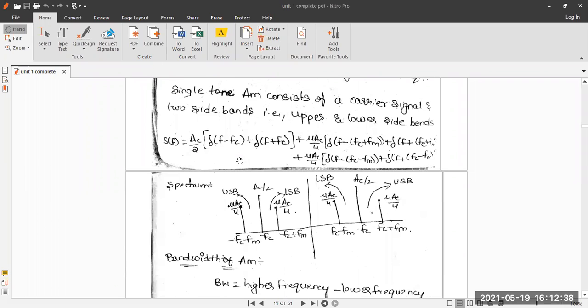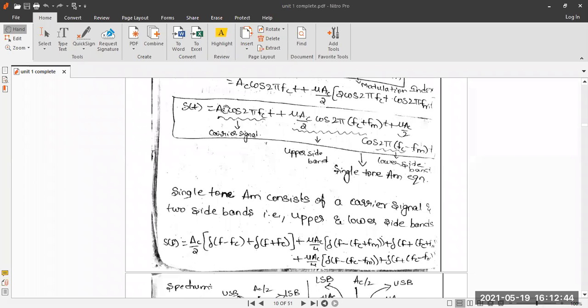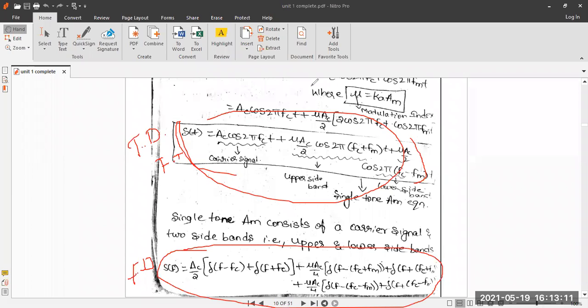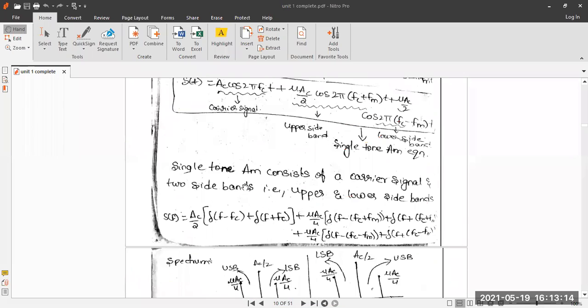Now, the singletone AM equation is the time domain equation. If we apply the Fourier transform to this signal, we get the frequency domain signal. So I am writing the time domain to frequency domain equation directly, because we do not require any derivation.